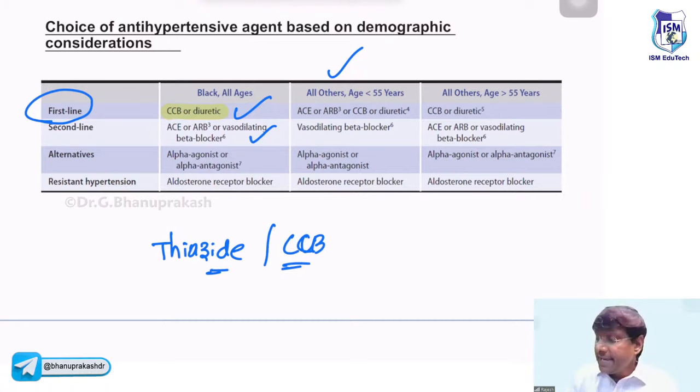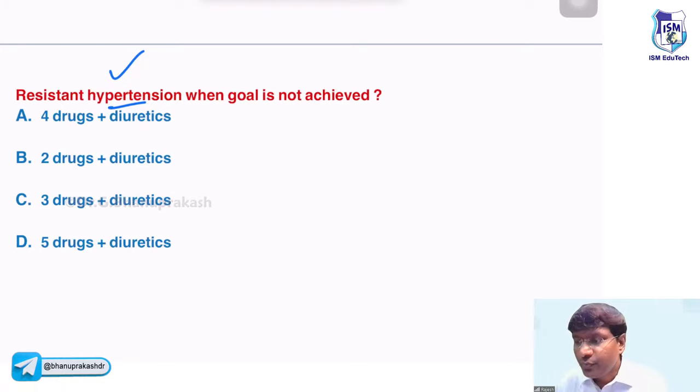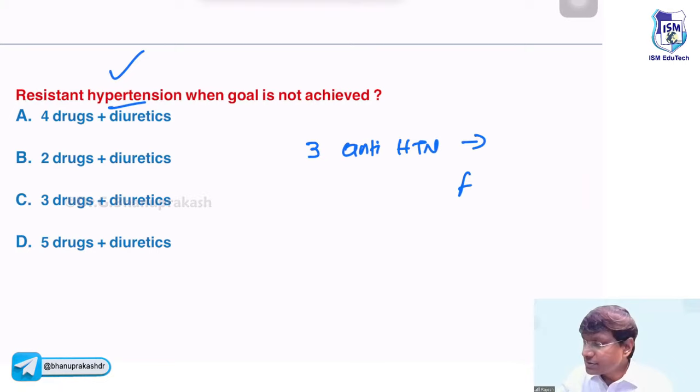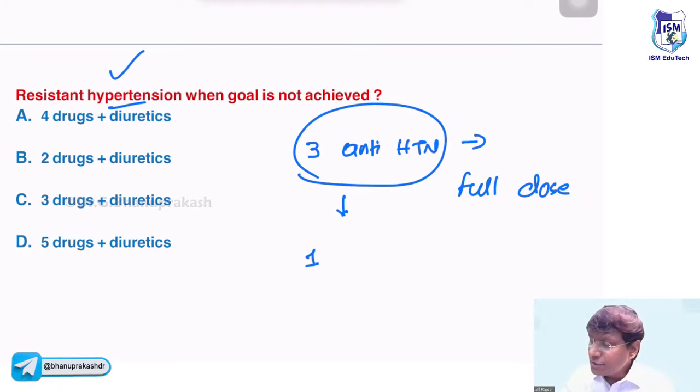And we have one more clinical entity called resistant hypertension, right? Can anyone tell me, when do you call this resistant hypertension? Right, so resistant hypertension is where the individual is taking three antihypertensives of different classes, but given at full dose. Among these three antihypertensives, one should be a diuretic.